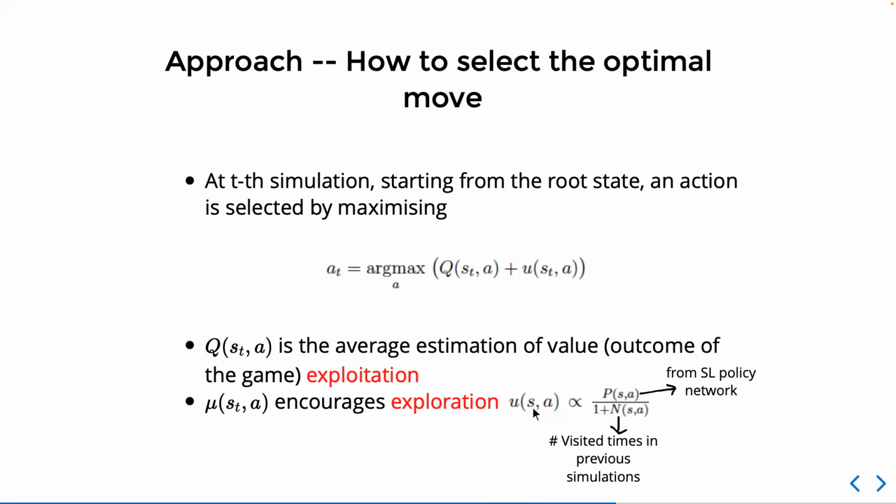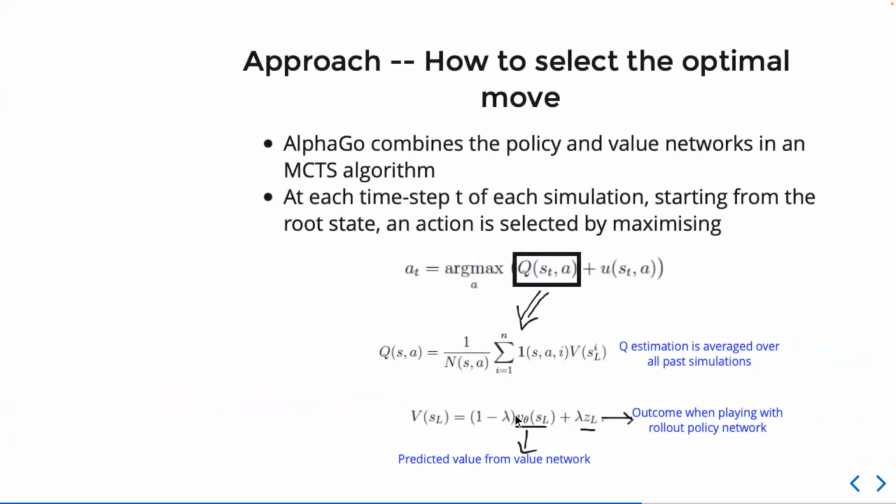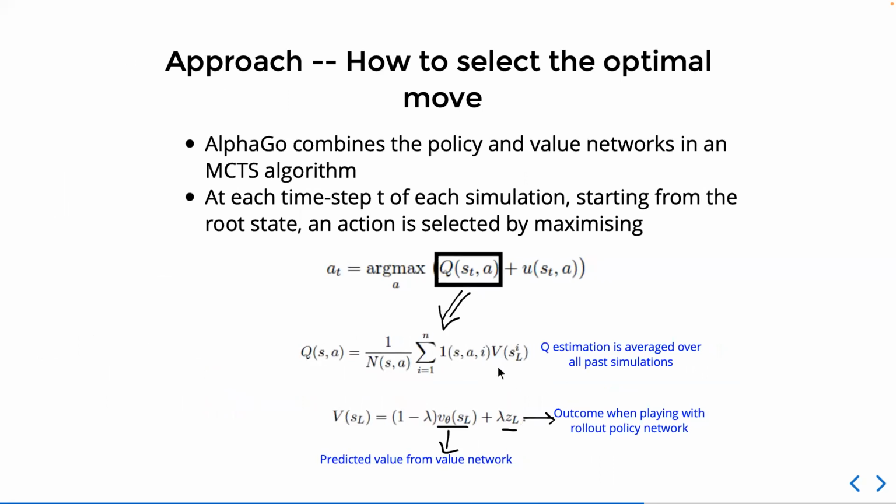There's only a relation between P and mu. I understand that there's P and mu. So the more you visit the state, or the more you take an action, this action will be kind of discriminated, right? But the P is learned from the SL policy, and how is Q? Q is still something from the value network, right? Yes, Q is something from the value network. And Q is actually an average estimation of value over all past simulations, by taking the action A, right?